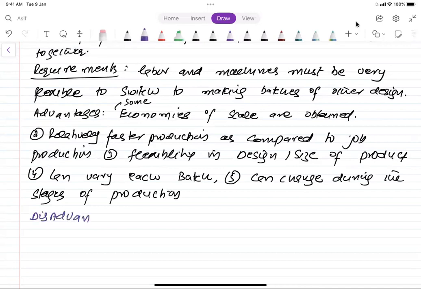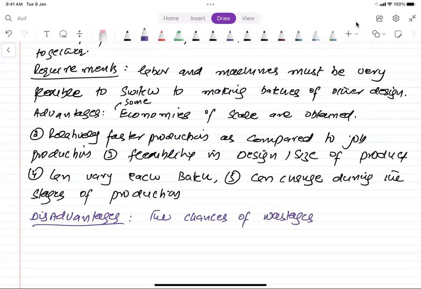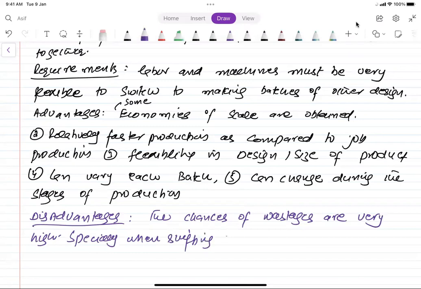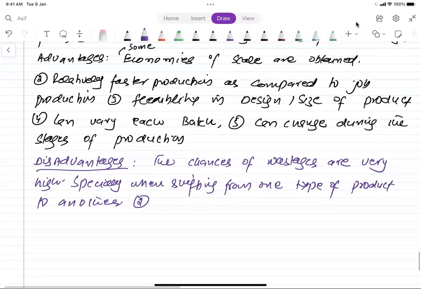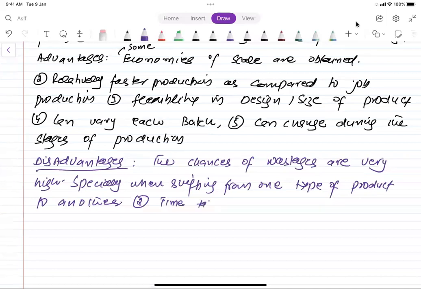Coming to the disadvantages of batch production, the chances of wastages are very high, especially when you are shifting from one type of product to another. Sometimes we need to reset the machine for another product, so it takes time. Time taking when resetting the machines.